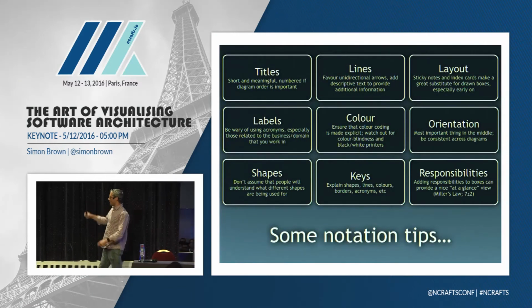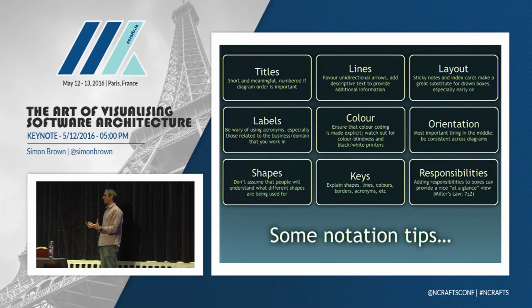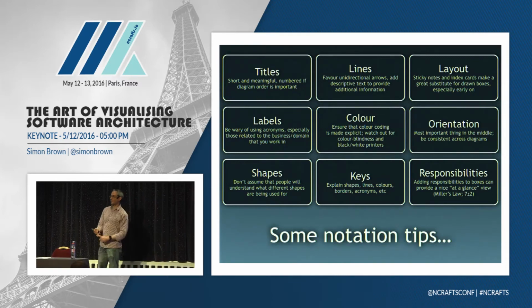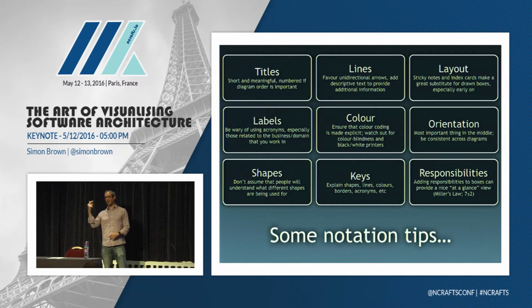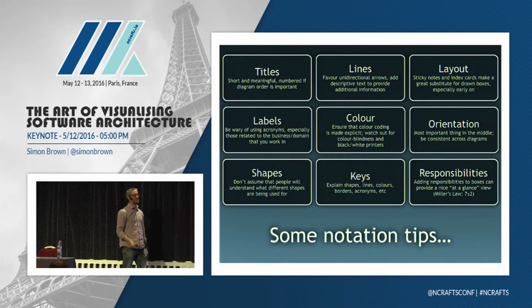I'm not going to go through all these boxes on this slide, but basically there are lots and lots of really simple tips for cleaning up notation on diagrams. You know, put a title on a picture. Make sure you have arrowheads on your lines, ideally pointing one way. Add a description or an annotation to every line so you understand its intent. Use color and shapes where appropriate, but make sure there's a key or legend to explain this stuff.